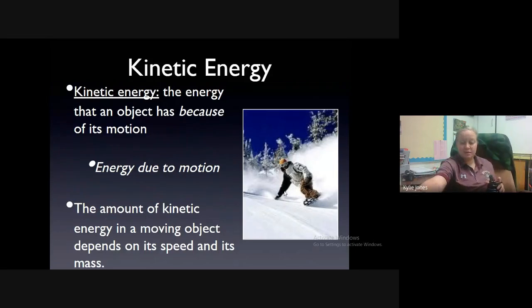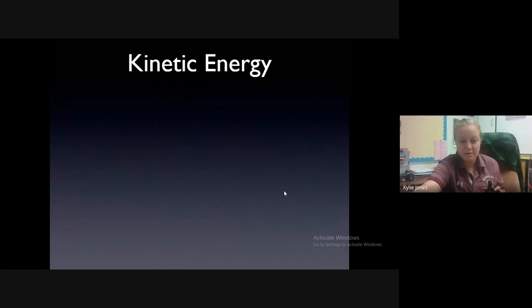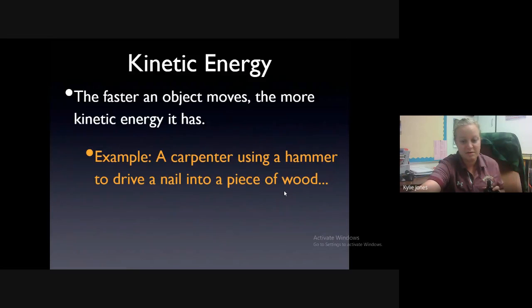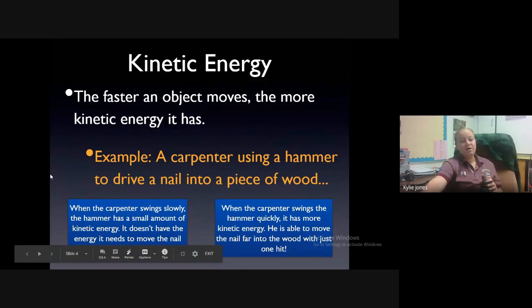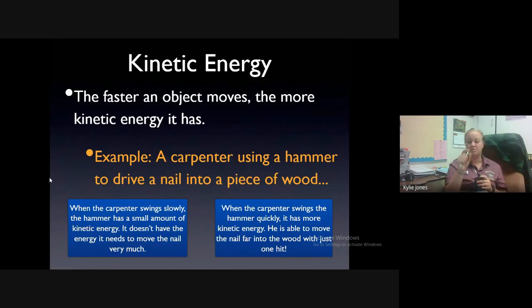All right, let's keep going. The next part, I'm going to do the whole slide before I start talking about it. So here's an example. The faster an object moves, the more kinetic energy it has. A carpenter is using a hammer to nail a nail into a piece of wood. On the bottom left in this blue box, when the carpenter swings slowly, the hammer has just a small amount of kinetic energy, so it doesn't really have enough energy to move the nail very much.